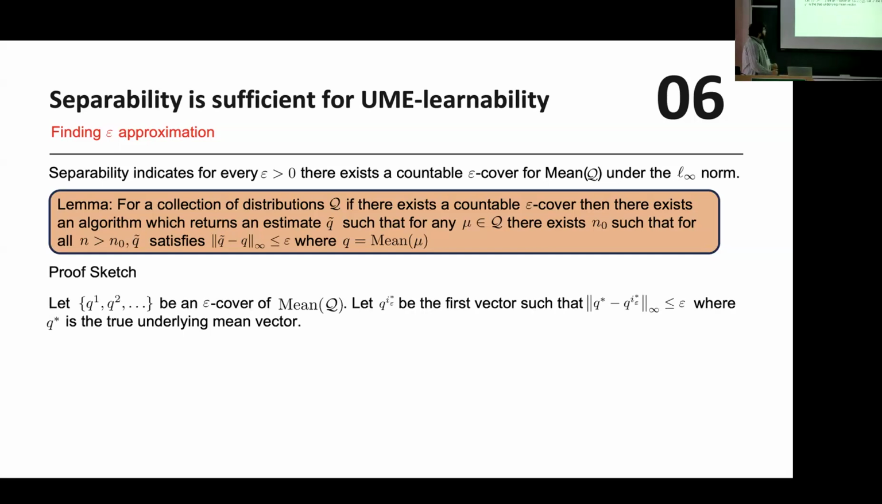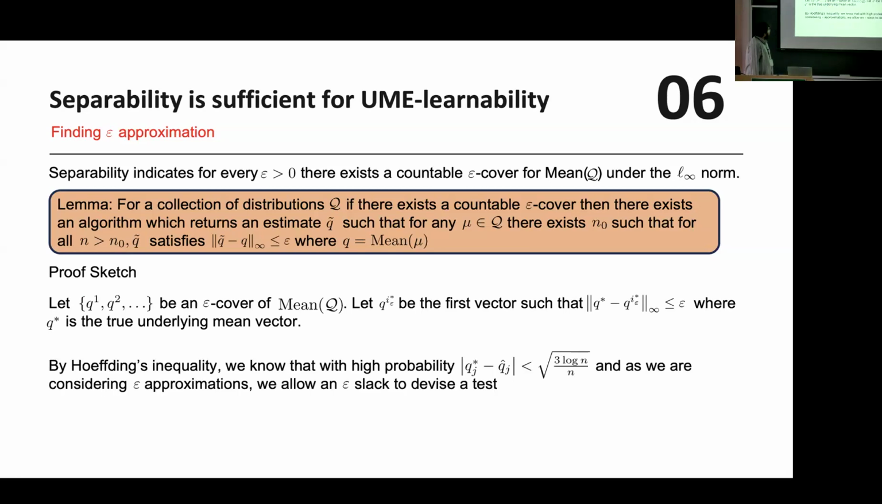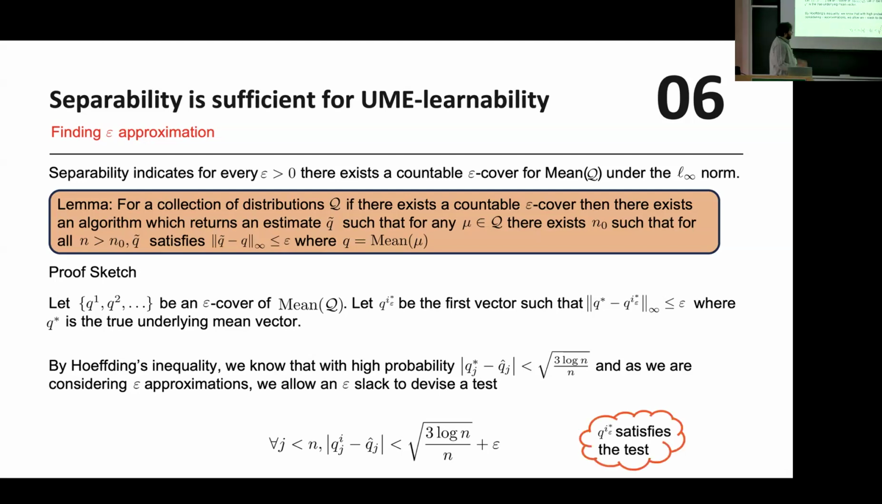So I'll just give a proof sketch. So let this be the cover of my mean Q, and let Qi star epsilon be the vector in your cover which approximates Q star, and it's the first such vector. And by Hoeffding, we know that for each and every coordinate, with high probability, the empirical mean and the true mean are within root 3 log n over n. And as we have epsilon approximations, we allow an epsilon slack. And therefore, we develop a test in which we check for the first n coordinates if the deviation is around root 3 log n over n plus some epsilon. And note that Qi star epsilon satisfies this test.